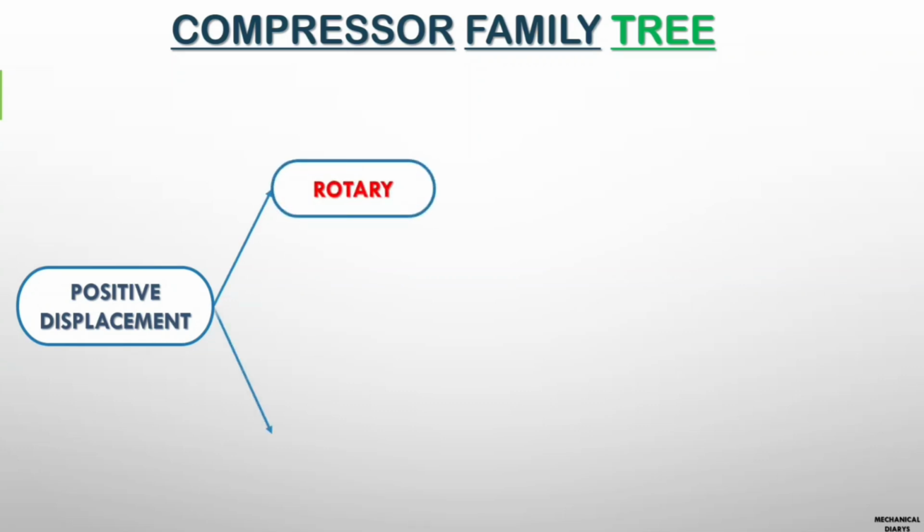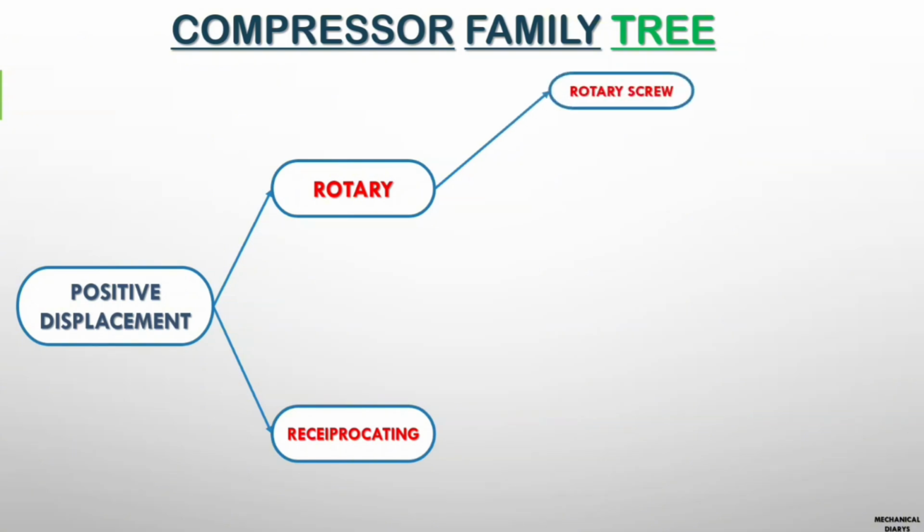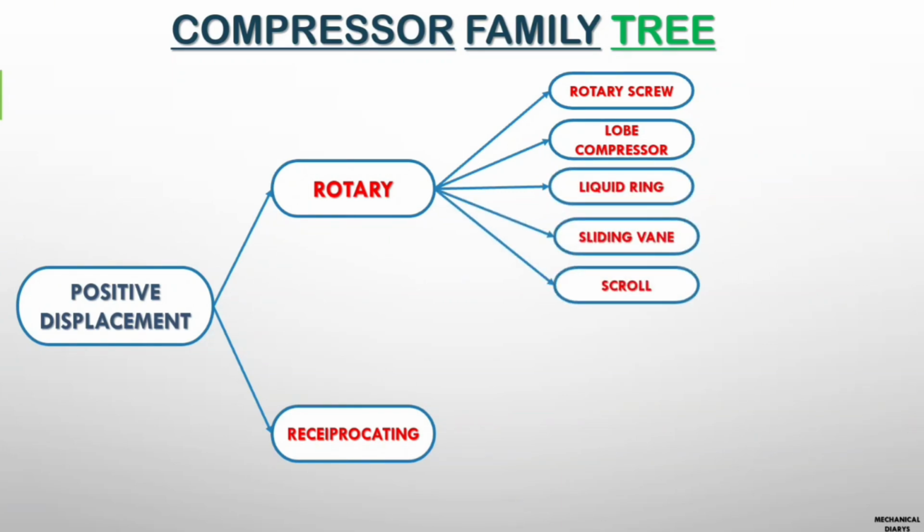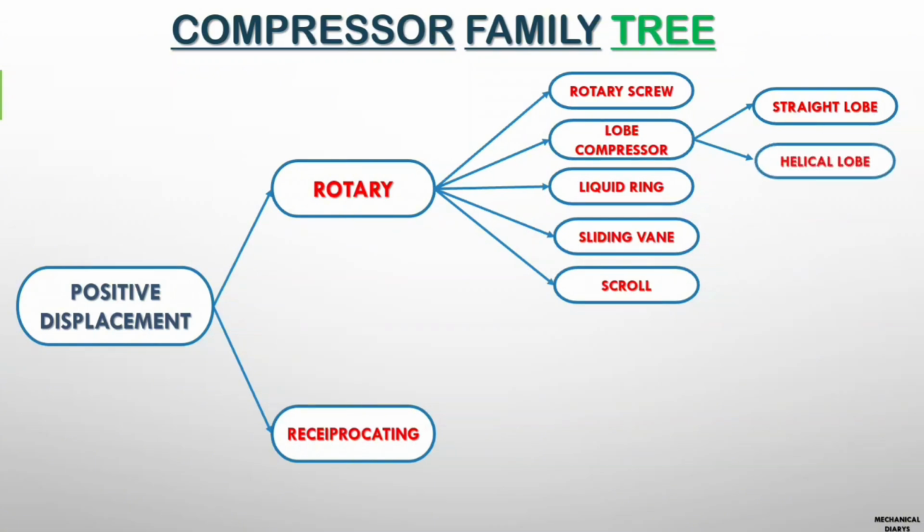There are two types available. One is rotary, and the other is the reciprocating compressor. Basically, rotary compressors have five types: rotary screw compressor, lobe compressor, liquid ring compressor, sliding vane compressor, and scroll compressor. The lobe compressor has two types: straight lobe compressor and helical lobe compressor. These are all the types of rotary compressors. Then we'll move to one of the most common compressors.